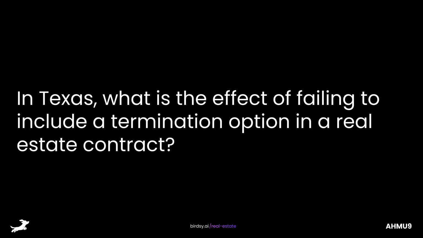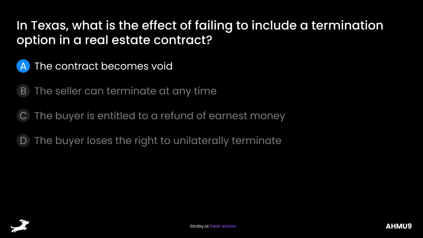In Texas, what is the effect of failing to include a termination option in a real estate contract? Is it A, the contract becomes void? B, the seller can terminate at any time? C, the buyer is entitled to a refund of earnest money? Or D, the buyer loses the right to unilaterally terminate?